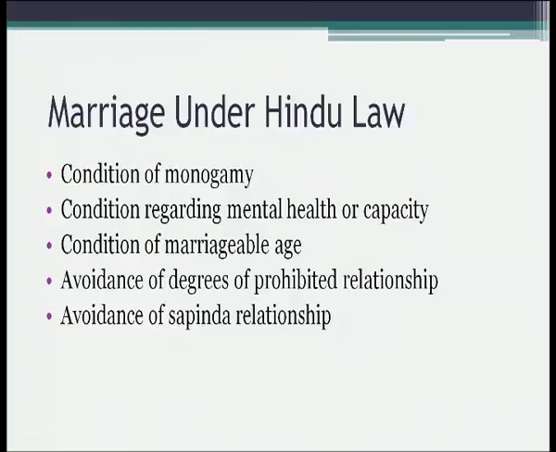Now, the next important condition of a Hindu marriage is the Sapinda relationship. So, parties must not come within the Sapinda relationship. Sapinda means from the same pinda. So, both the bride and bridegroom should not come from a Sapinda relationship. Sapinda relationship legally means five degrees of lineal ascendant through the father and three degrees of lineal ascendant through the mother.